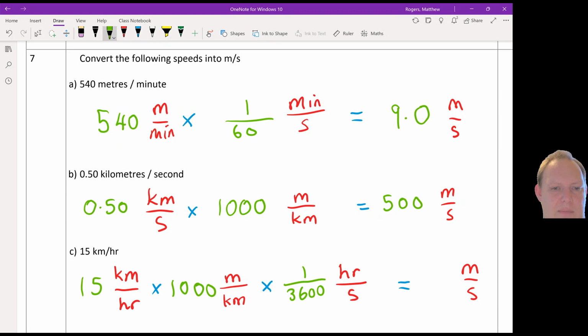So I'm going to do 15 multiplied by 1,000 divided by 3,600. If you thought I could just divide by 3.6, you'd be right. That gives us a value of 4.16 recurring. Looks as though we're looking at 2 significant figures. So a good value for the answer in green should be 4.2 meters per second.